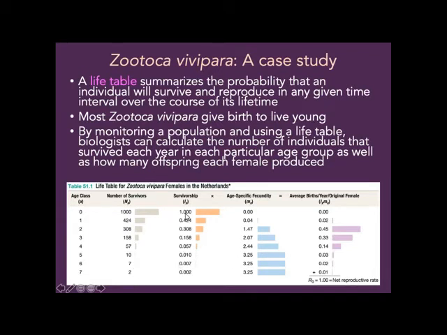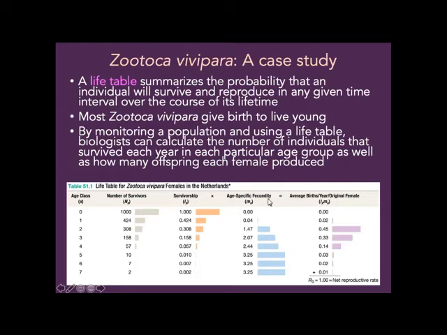Okay, so we can calculate survivorship, right? So this is the beginning. There's 100% survival at the beginning when they're born. By the first year, the survivorship is 0.424, right? The survivorship from birth to 2 years old is 0.308. From birth to 3 years old is 0.158, etc.